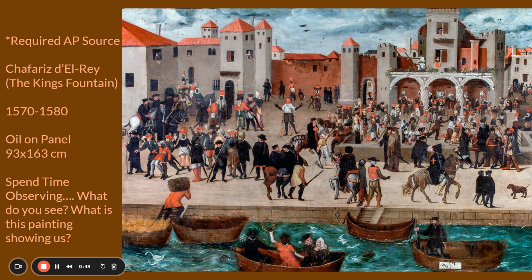And this is a very busy painting. There's a lot of information here, and you can't just glance at it and understand what's happening. You really need to take it in like a story, so you need to spend some time observing. When you're observing, ask yourself, what do you see? What is this painting showing us? What is this painting trying to communicate? What do I need to walk away with after spending time observing?